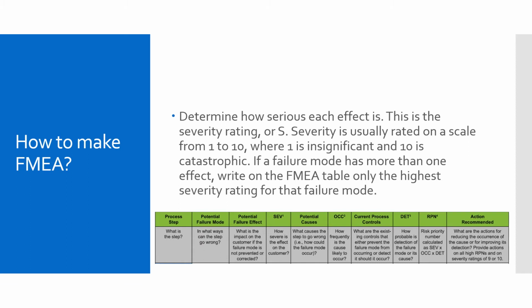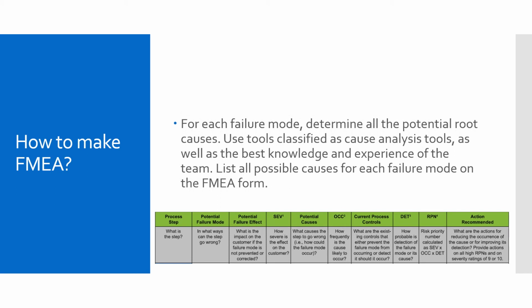Severity is usually rated on a scale from 1 to 10, where 1 is insignificant and 10 is catastrophic. If a failure mode has more than one effect, write on the FMEA table only the highest severity rating for that failure mode. Step 8. For each failure mode, determine all the potential root causes. Use tools classified as cause analysis tools, as well as the best knowledge and experience of the team. List all possible causes for each failure mode on the FMEA form.